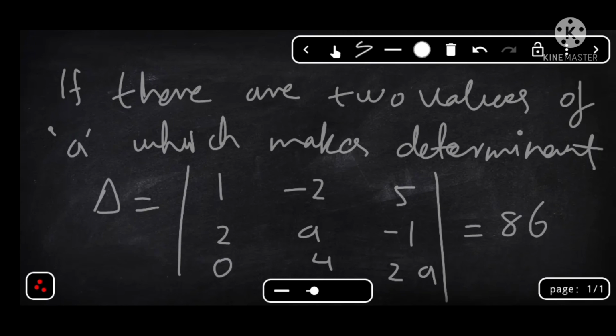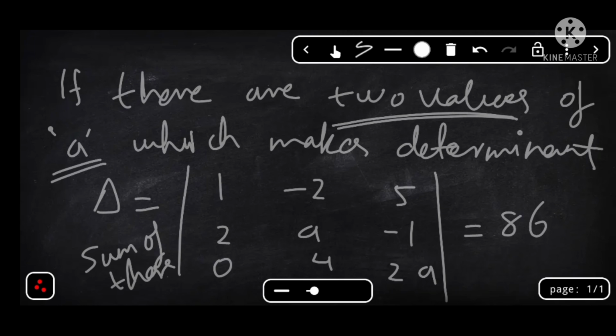So if there are two values of a which make this determinant equal to 86, then we have to find out the sum of these numbers. If there are two values for a which make this determinant equal to 86, we have to find the sum of these two values. Okay, so let's see how to solve it.